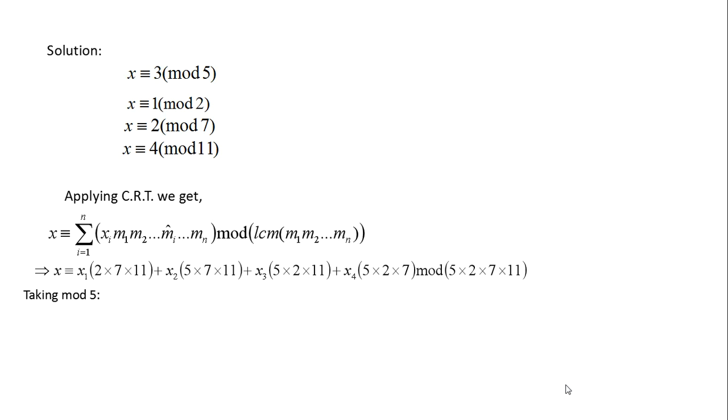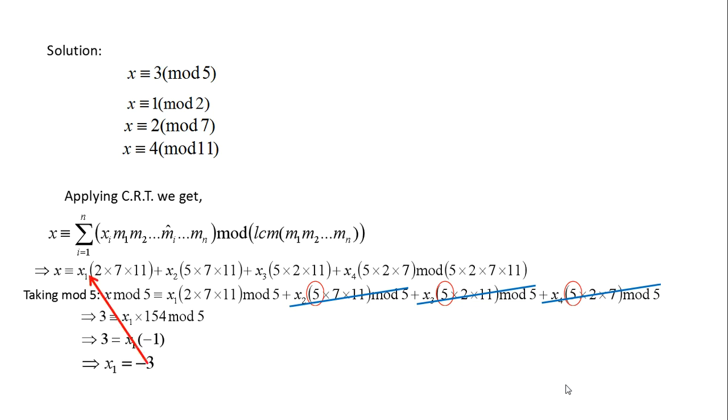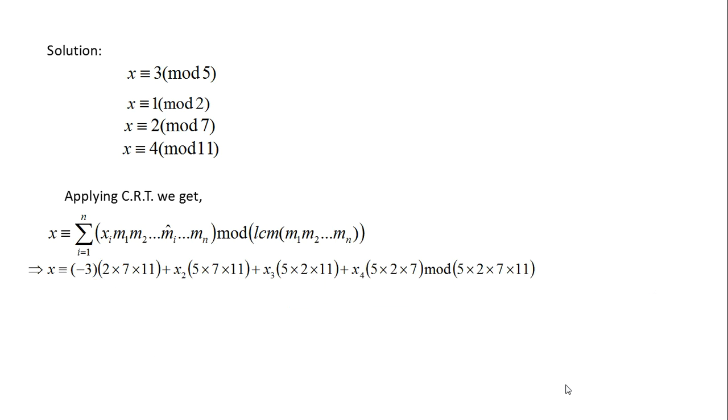So now when I take mod 5, notice that the products in which x2, x3 and x4 are present, all the 3 will be eliminated because 5 is already present there. So what I will be left with is 3 congruent to x1 into 154 mod 5, and when I simplify it, I will get x1 congruent to minus 3. So let me substitute that.